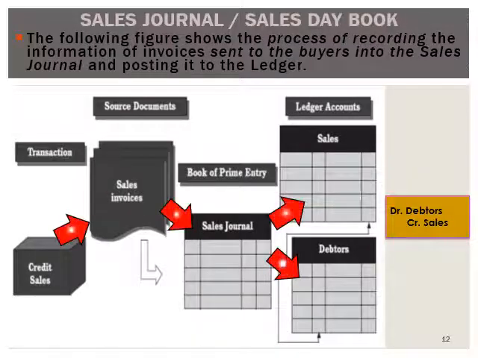The following figure shows the process of recording the information of invoices sent to the buyers into the sales journal and posting it to the ledger. Once we have the credit sales transaction, we will send the sale invoices to our customers. These credit transactions of sales will be recorded in the sales journal. The double entry will be debit debtors, credit sales. Once we have recorded in the sales journal, we will transfer the transactions into the ledger account according to the double entry involved: debit debtors, credit sales.